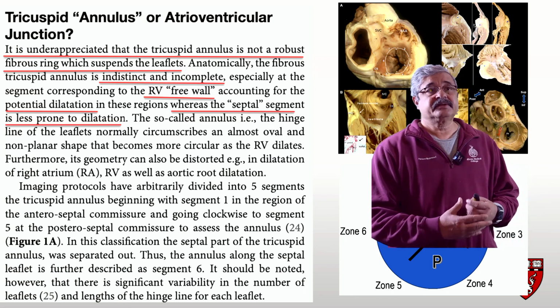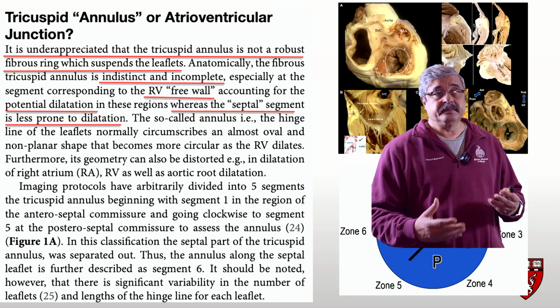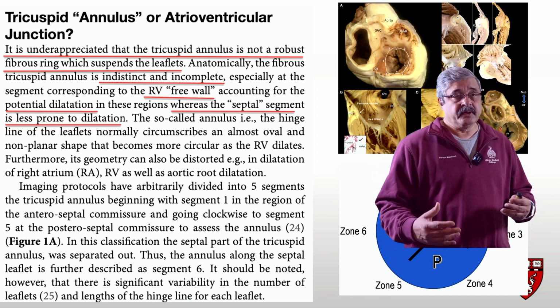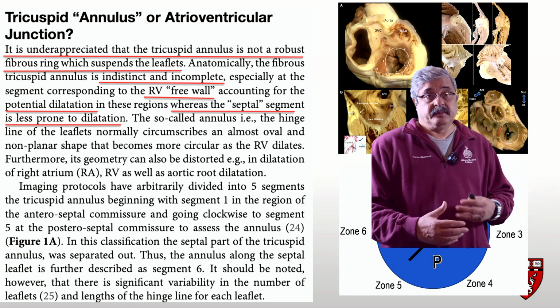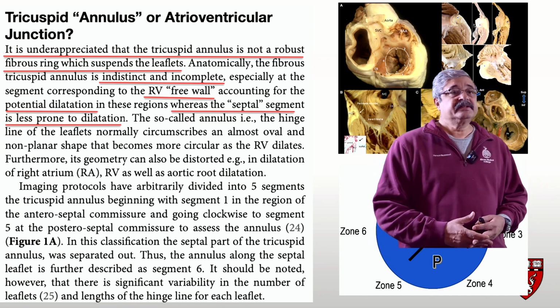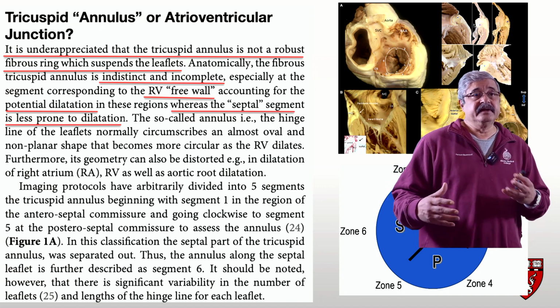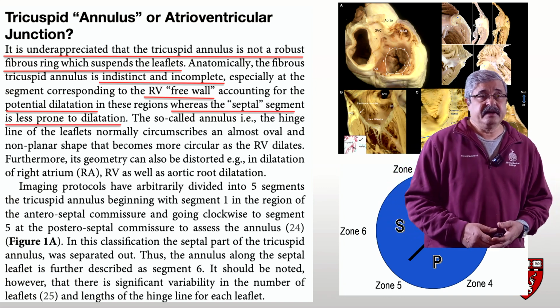Anatomically, the fibrous tricuspid annulus is distinct but incomplete, especially at the segment corresponding to the RV free wall. That's the most mobile, whereas the septal segment is less prone to dilation, and so-called annulus is essentially a hinge line of the leaflets, and not necessarily a fibrous structure.